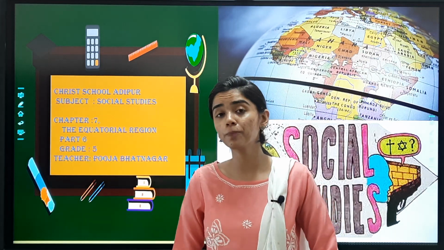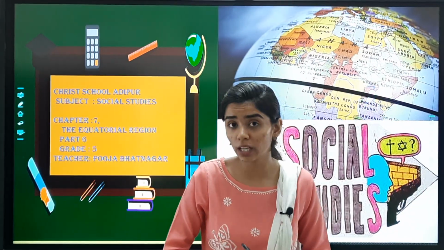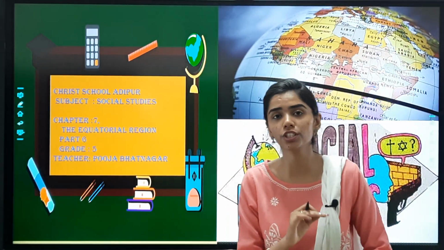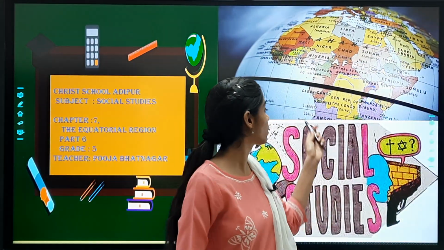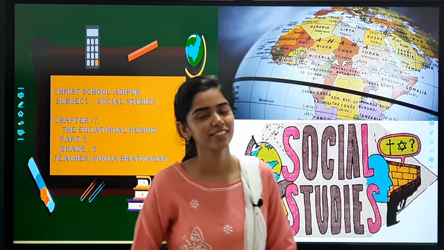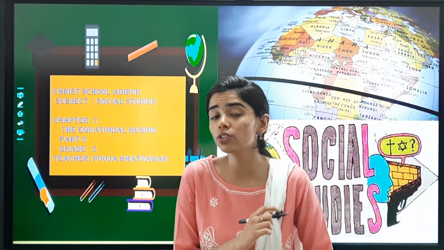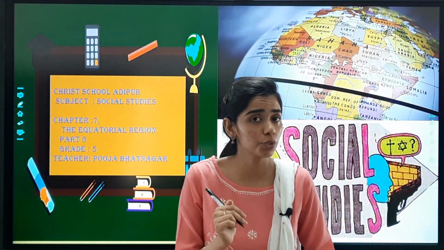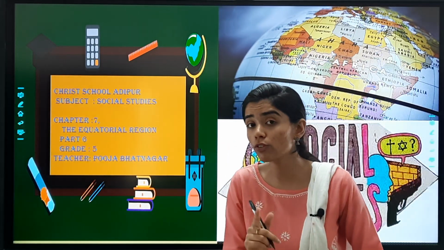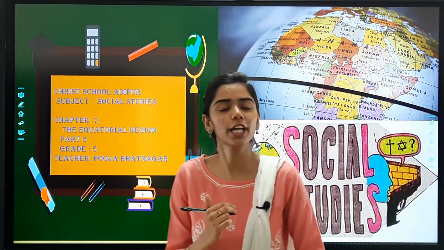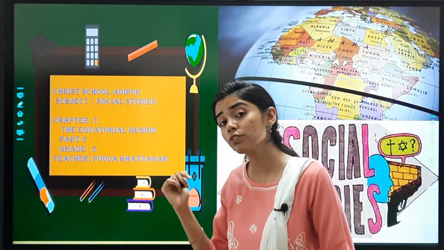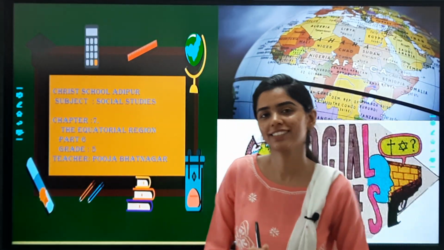And as you know, in the last class, we had completed the explanation of chapter number 7, the equatorial region. So today we are going to discuss a worksheet, that is the worksheet of the full chapter. This I am going to give you in the form of assignment also. And now we will do the worksheet reading. Let's go.